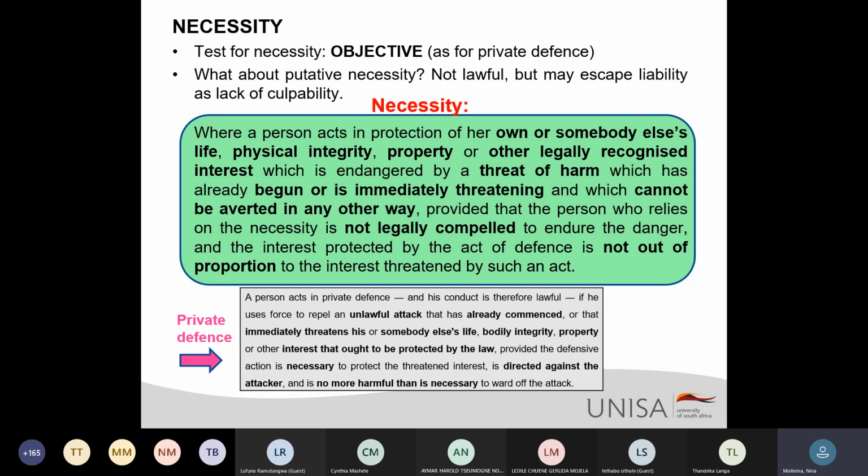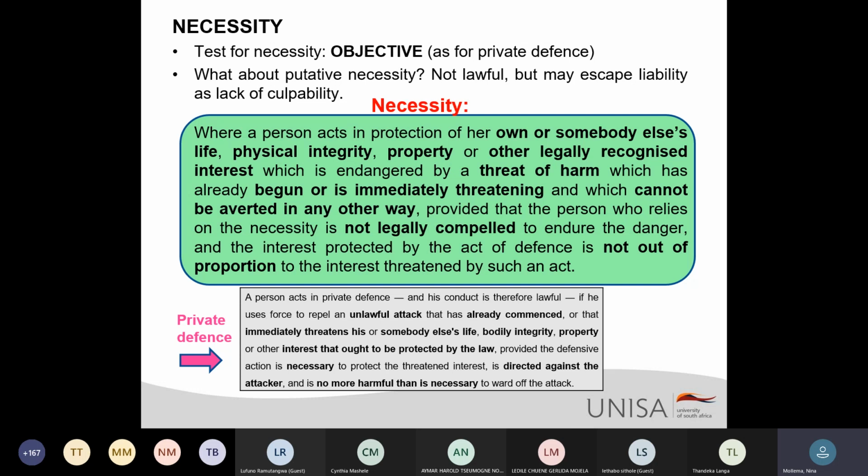If you quickly have a look at the definition of private defence, you will see that there are certain elements that are almost similar. For example, there is the attack. Remember, in private defence, there's an attack. In necessity, there is no attack as such. But it has already commenced, or it immediately threatens, and it's somebody's life, bodily integrity, property, or other interests that ought to be protected by law. That's exactly the same as necessity. Then remember, in private defence, the defensive act has to be necessary, and there's no such requirement in necessity.